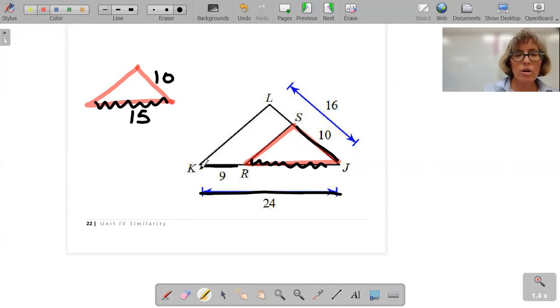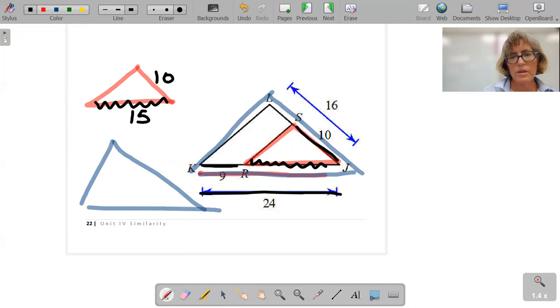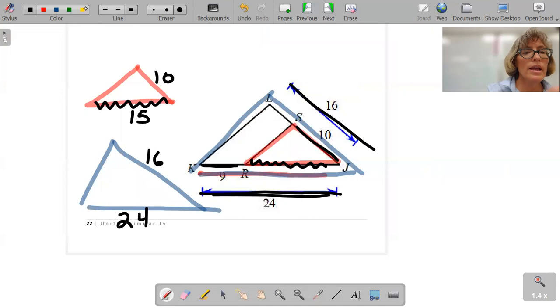And then here's our larger, change colors, larger triangle. Pull those numbers over. This whole side is 16. This is 24. And then they share, of course, this reflexive angle right here. They share this angle, so we're going to put an A here. Let's check our ratios.